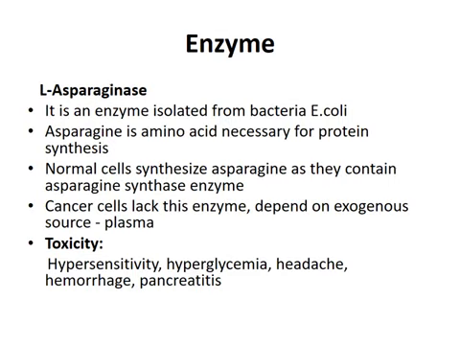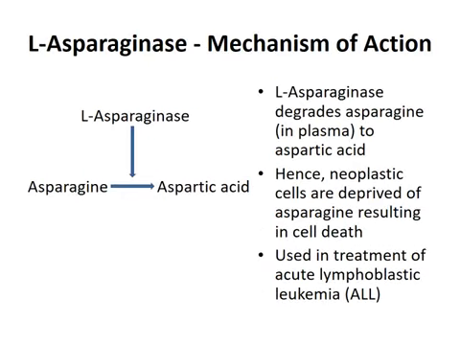Enzyme L-asparaginase. It is an enzyme isolated from bacteria E. coli. Asparagine is an amino acid necessary for protein synthesis. Normal cells synthesize asparagine as they contain asparagine synthase enzyme. Cancer cells lack this enzyme and they depend on an exogenous source like plasma. Toxicity of these drugs: hypersensitivity, hyperglycemia, headache, hemorrhage, pancreatitis.